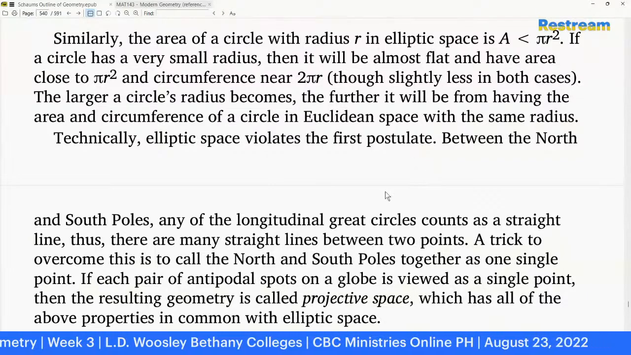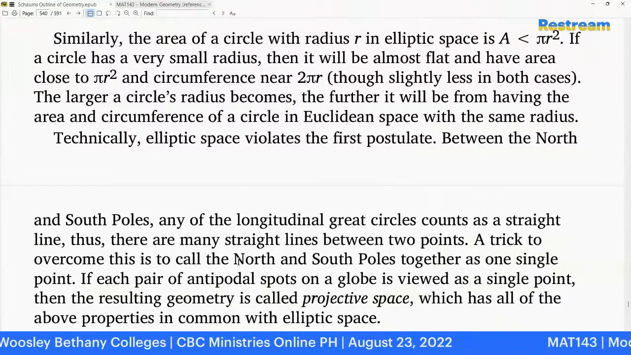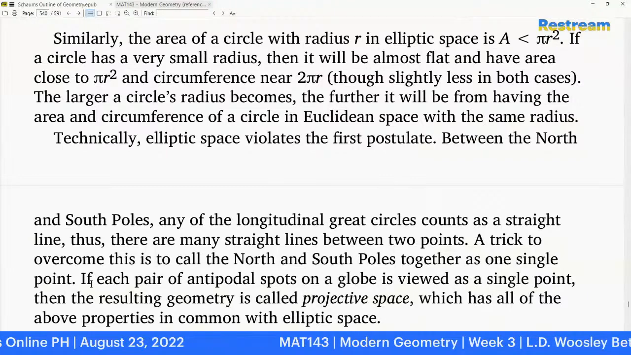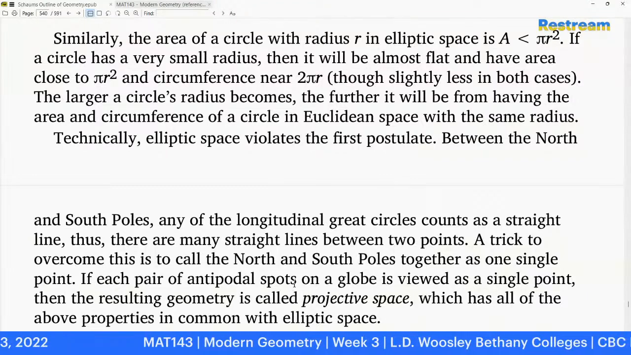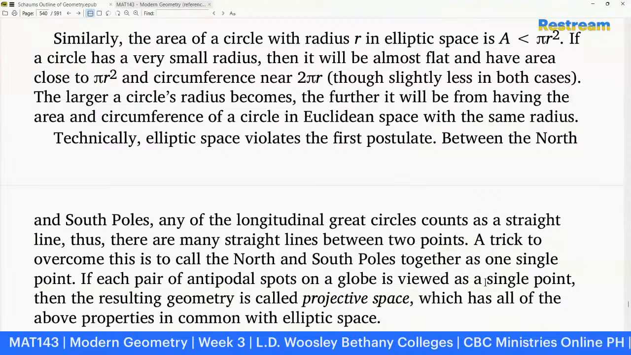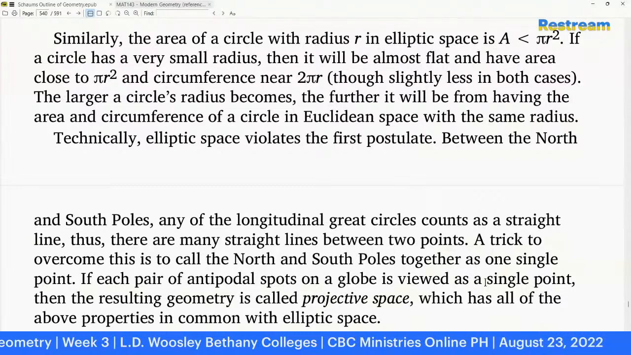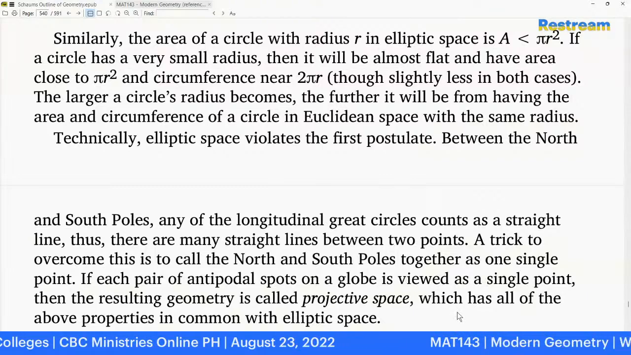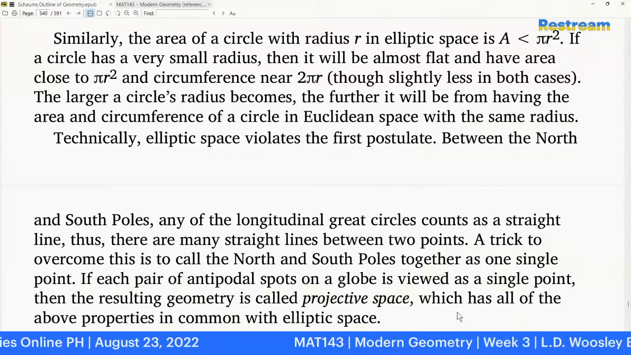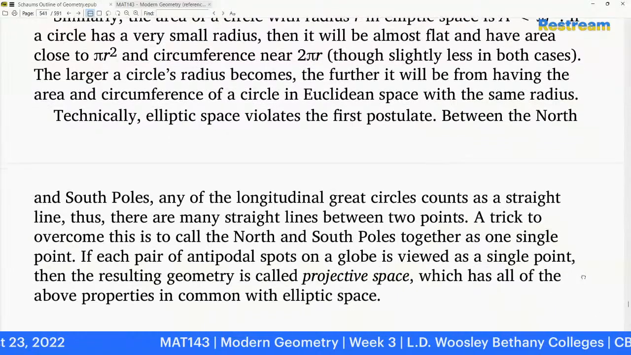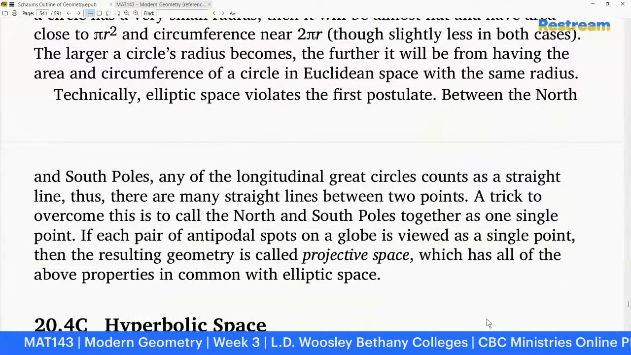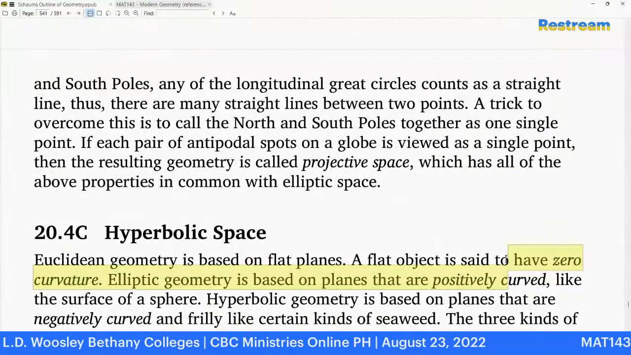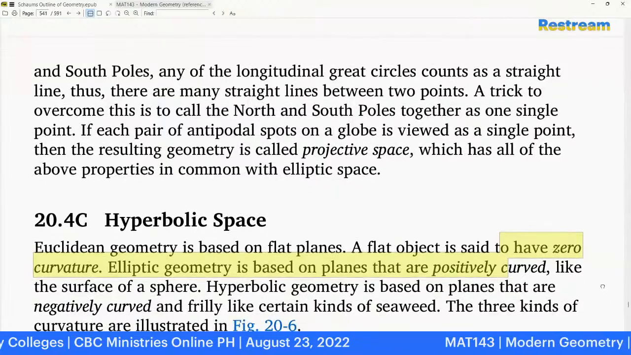A trick to overcome this is to call the north and south poles together as one single point. Each pair of antipodal spots on the globe is viewed as a single point. So meaning yung direct opposite. The resulting geometry is called the projective space, which has all of the above properties common to an elliptic space. So dito umusbong pa yung projective space or yung projective geometry. Alright? Ayan, konting minuto na lang tayo.